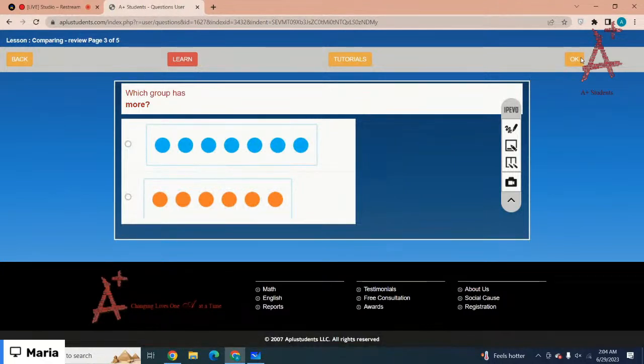Okay, which group has more? Yes, you can see the blue one has more dots than the orange one. So which group has more? Option 1 is the correct option.